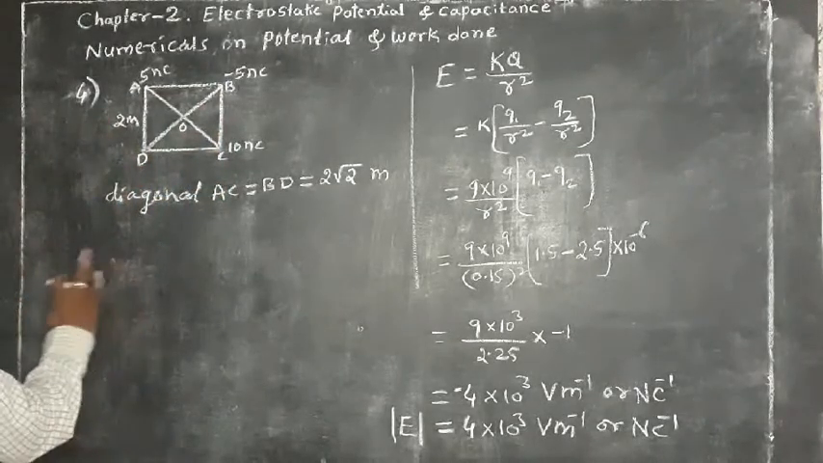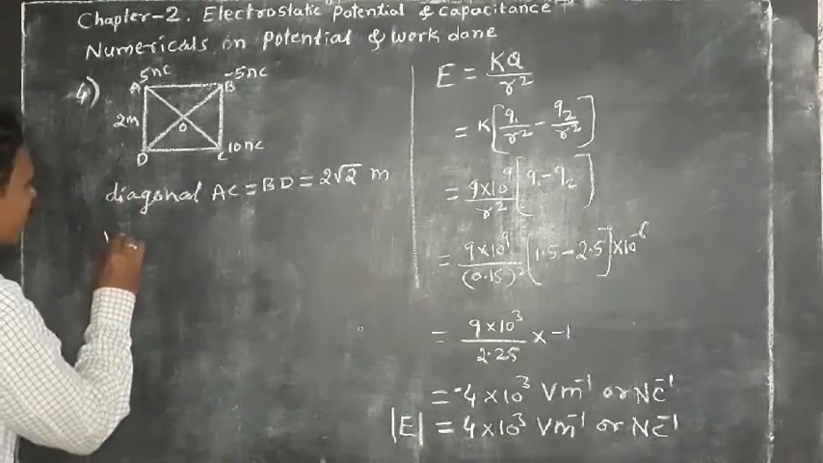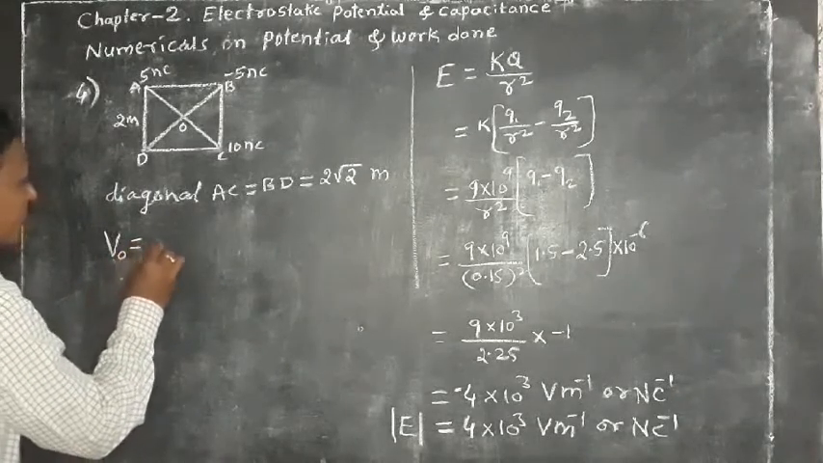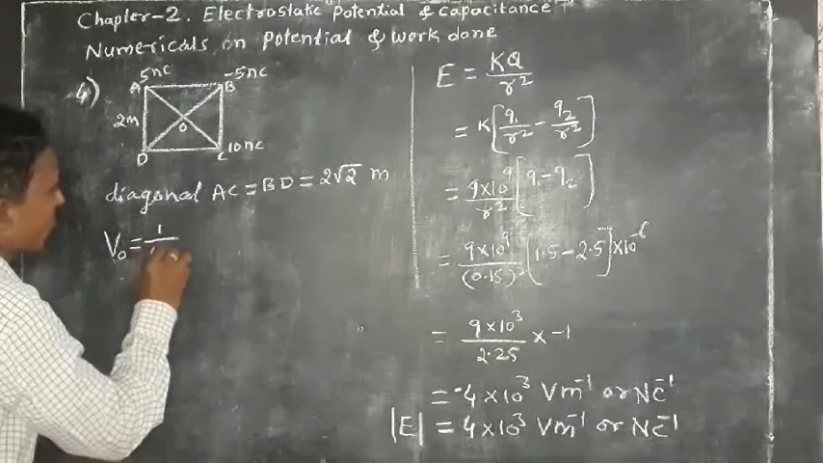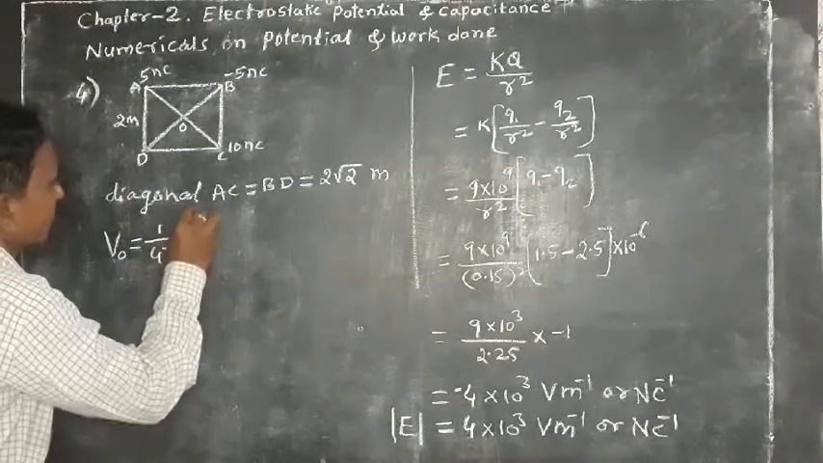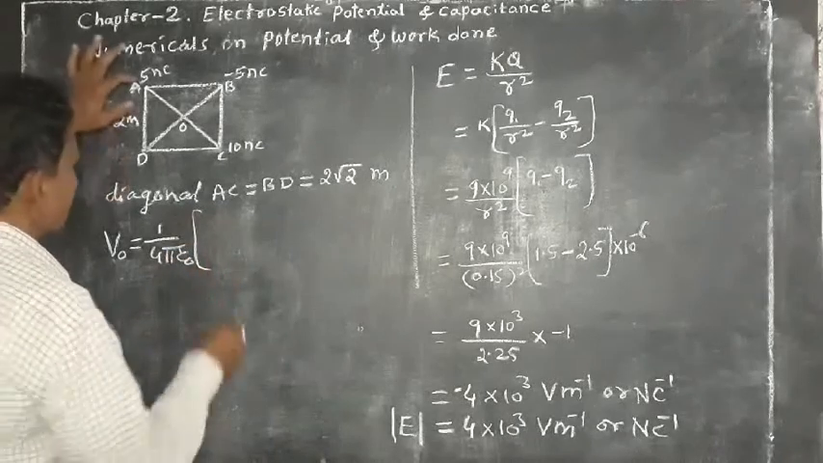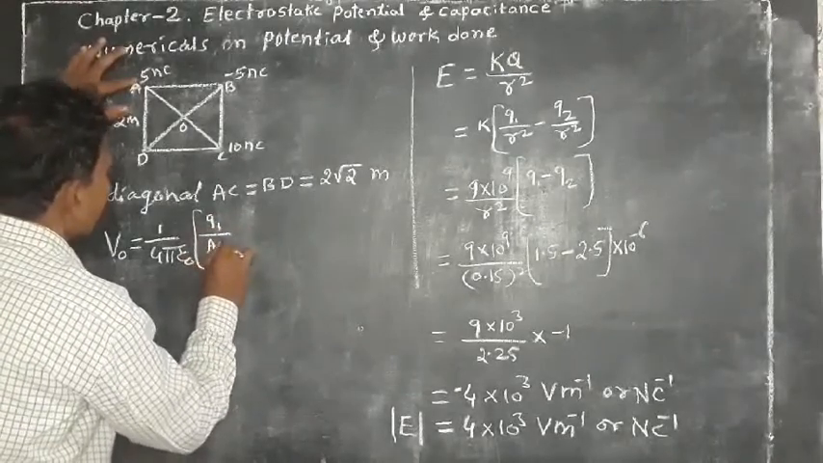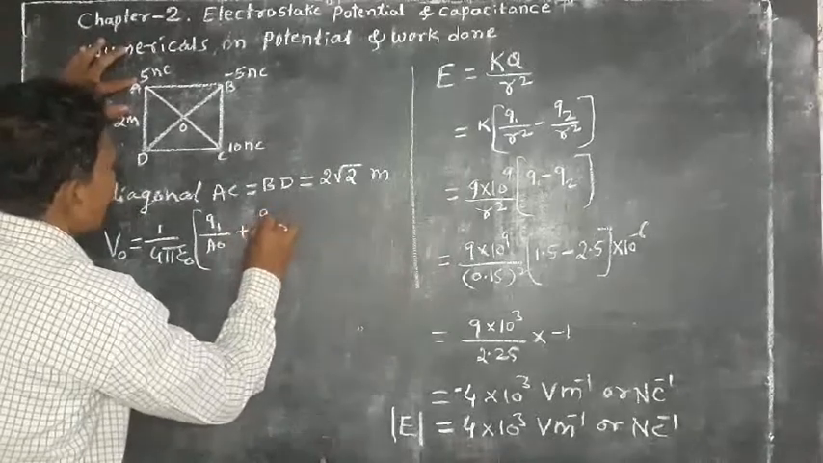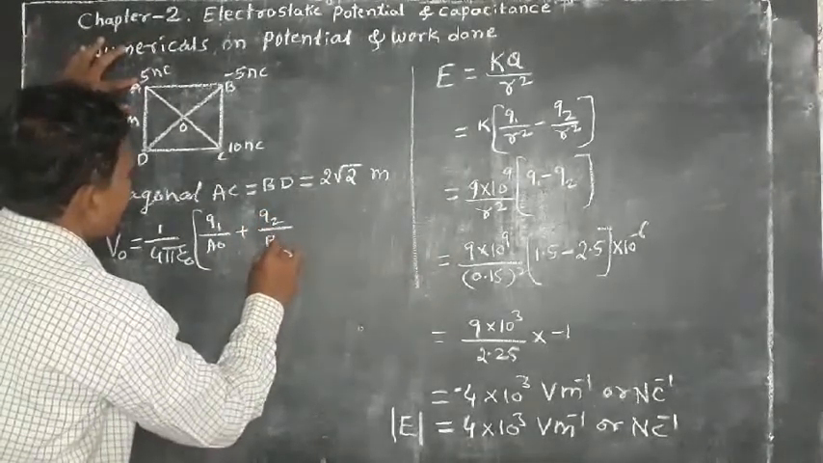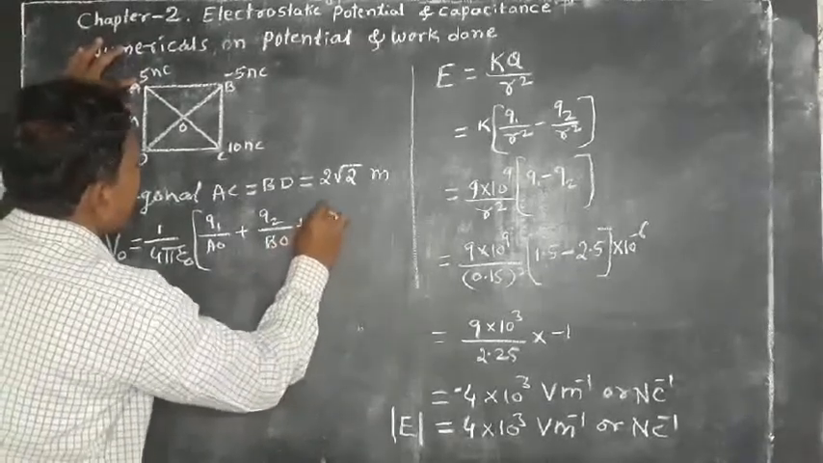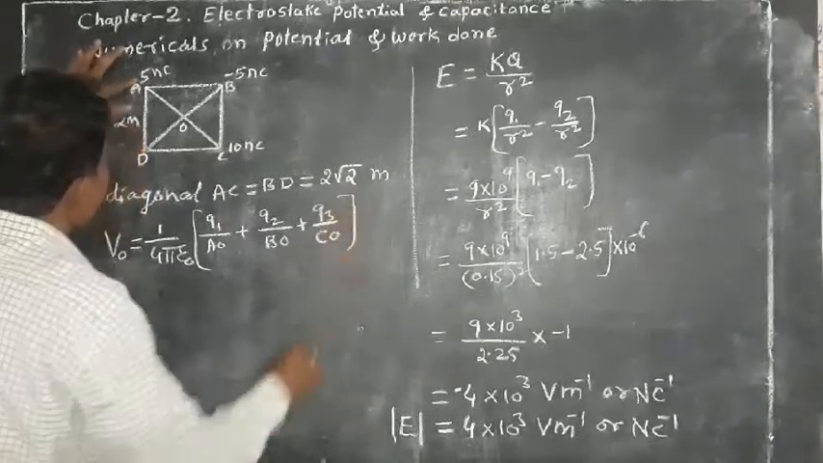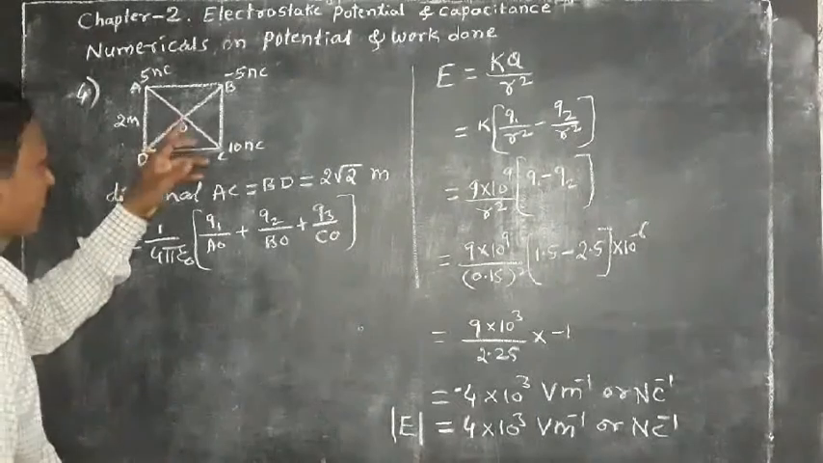Now first find the potential at O. Potential at O is equal to 1 upon 4 pi epsilon naught in the bracket Q1 upon AO plus Q2 upon BO plus Q3 upon CO. There is no charge at D. Then find the potential at O.